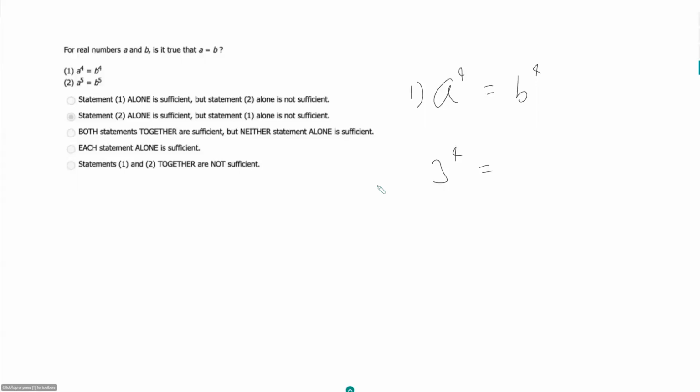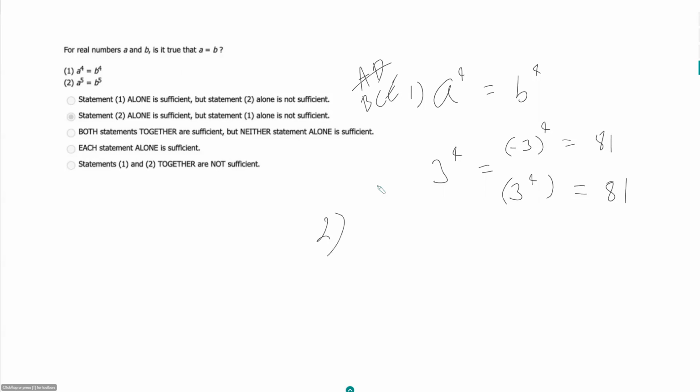Well, that would mean b could be equal to either negative 3 to the 4th, or it could also be equal to 3 to the 4th, because negative 3 to the 4th will give you 81, and so will 3 to the 4th. So it is possible for a to be equal to b, but it is also possible for b to be the opposite of a. So in this case, with even powers, this will be insufficient because you got 2 possible values for your base.